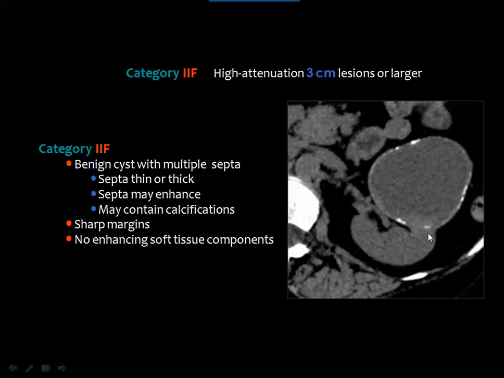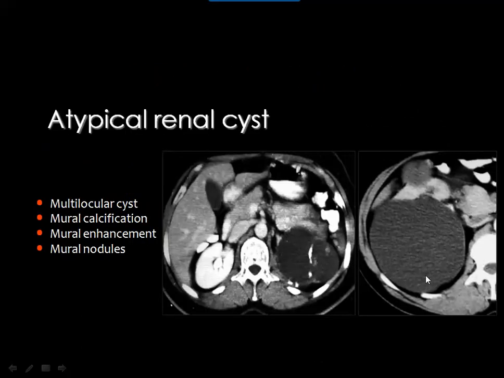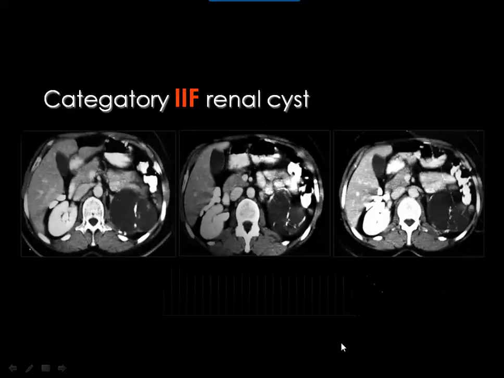This is known as category 2F, big cyst with calcium or big cyst with internal septations. The septations contain calcium. Under the same category, the high attenuation cyst, which is more than 3 centimeters in diameter. And this is category 1, simple renal cyst. This is category 2F, simple renal cyst with internal septations and calcifications.